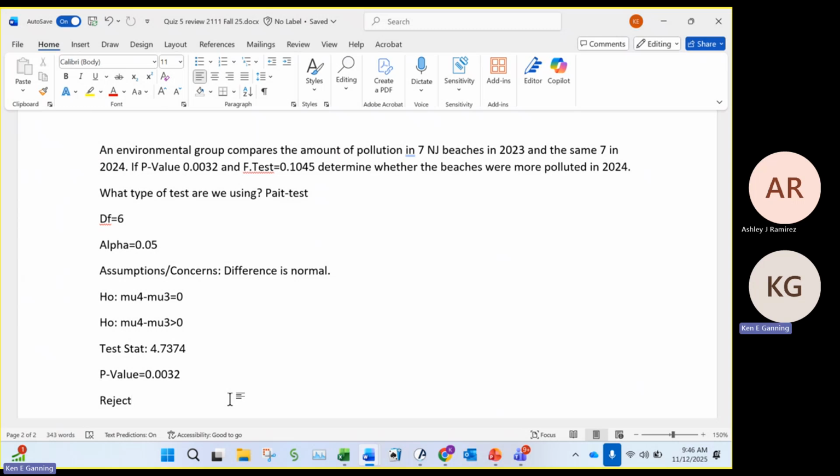P-value is less than alpha. Our conclusion would be correct. I believe, I assert, there's compelling evidence, there's significant evidence, sufficient evidence, however you want to phrase it. If we fail to reject, then you would say it is reasonable that it hasn't increased. It's reasonable that it's the same.